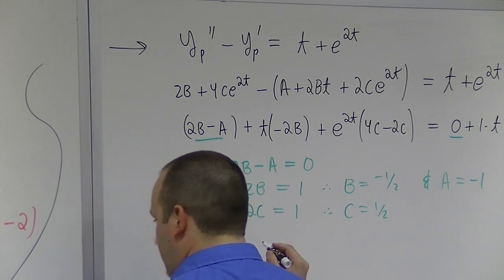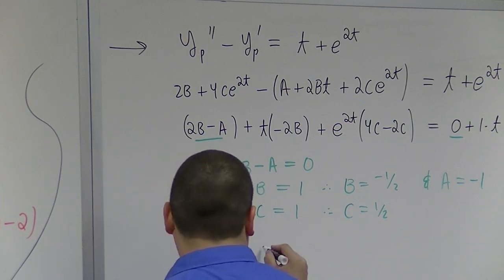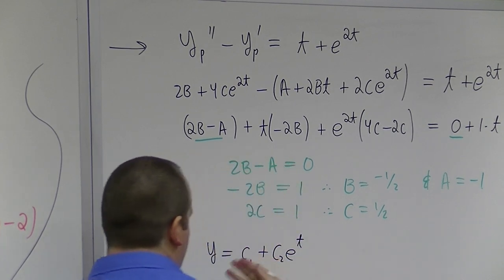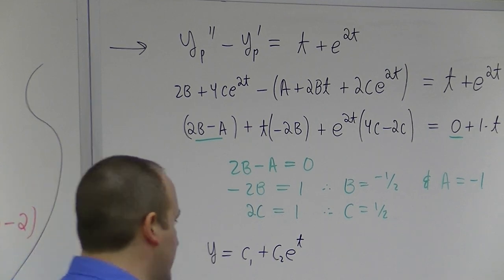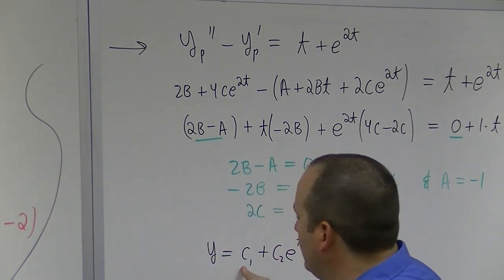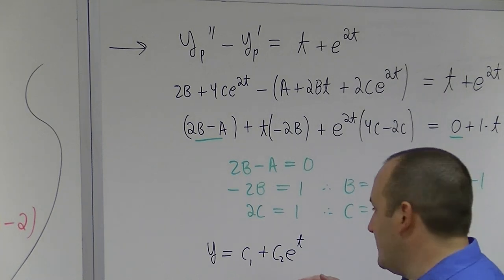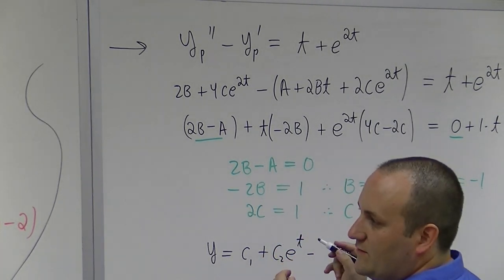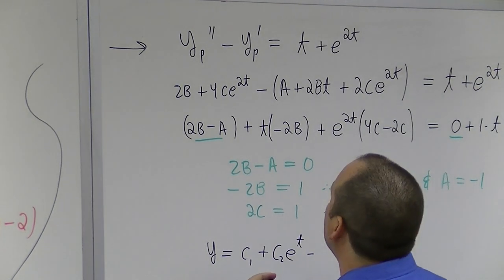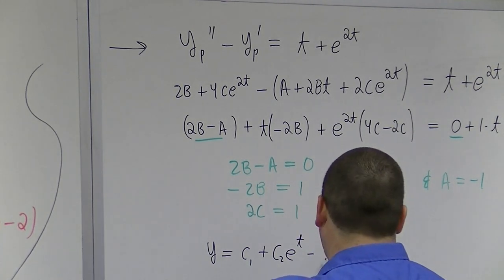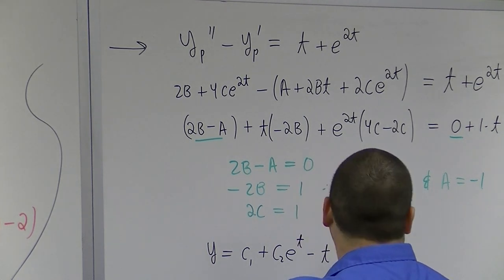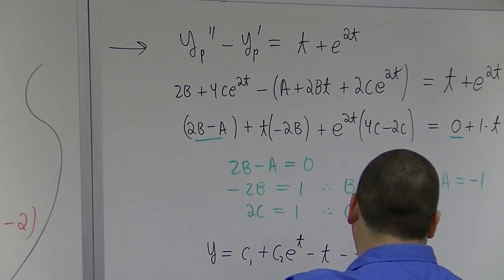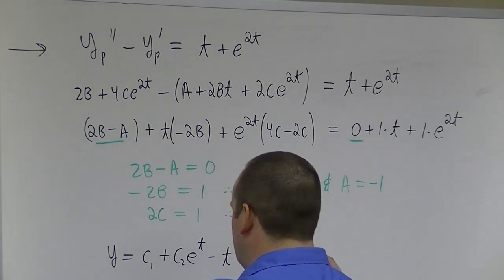Of course, the homogeneous one, C1 plus C2 e to the t. You notice I just relabeled them as a matter of convenience, my C1 and C2. It's not written in stone. Landon would probably use starfish and SpongeBob or something, I don't know. And then minus t, which was A. B was the coefficient of t squared, so minus 1 half t squared. And C was the coefficient of e to the 2t.